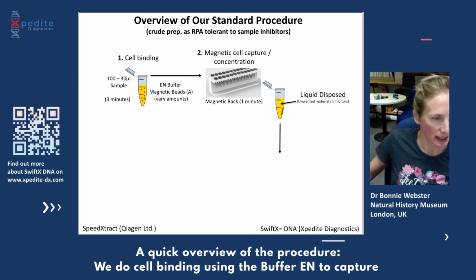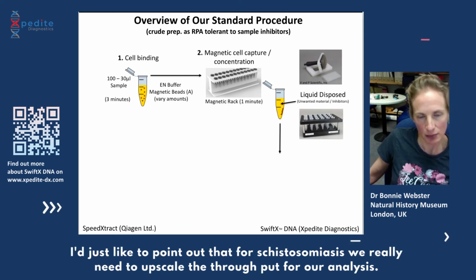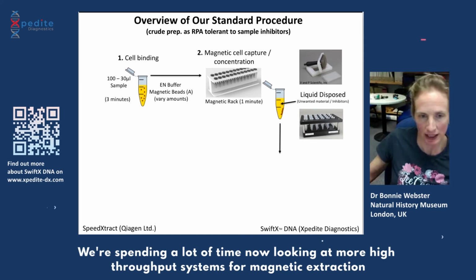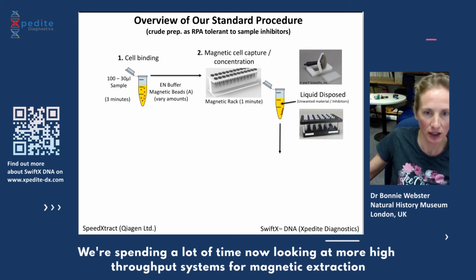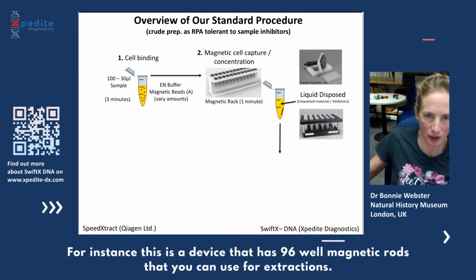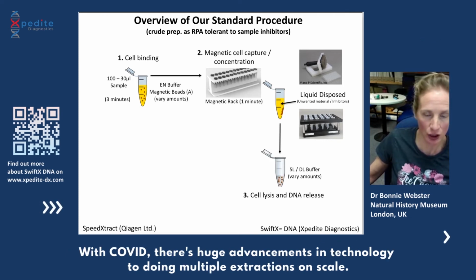We do cell binding using the EN buffer. This allows us to capture the cells on a magnetic rack. And then we dispose of the liquid with the cells captured on the beads. And just here, I'd like to point out that for schistosomiasis, we really need to upscale the throughput for our analysis. So we're spending a lot of time now looking at more high throughput systems for magnetic extraction. For instance, this is a device that has 96 magnetic rods that you can use for extractions. With COVID, there are huge advancements now within the technology for doing multiple extractions at scale.